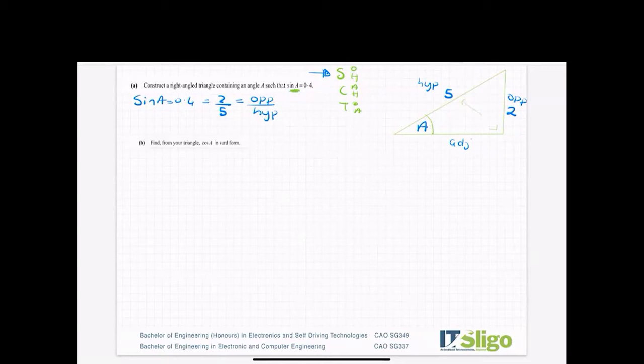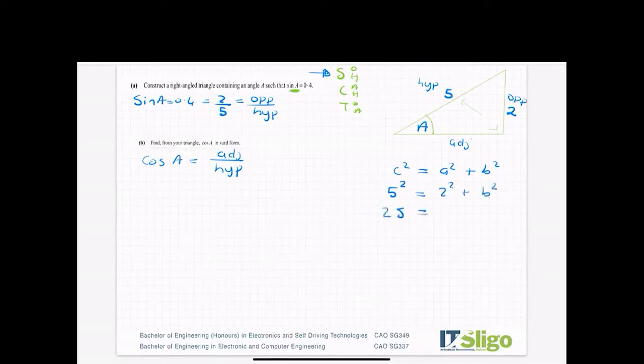Now, the second part, and this is the normal question that follows it: find from your triangle cos A in surd form. So from my silly old Harry, I know that cos A is equal to adjacent over hypotenuse. I don't have a length for adjacent yet, so I have to find it. I don't have any angles, I just have sides, so that lends itself to Pythagoras' theorem. So c squared is equal to a squared plus b squared, so it's always my hypotenuse squared equals 2 squared plus b squared, or adjacent squared.